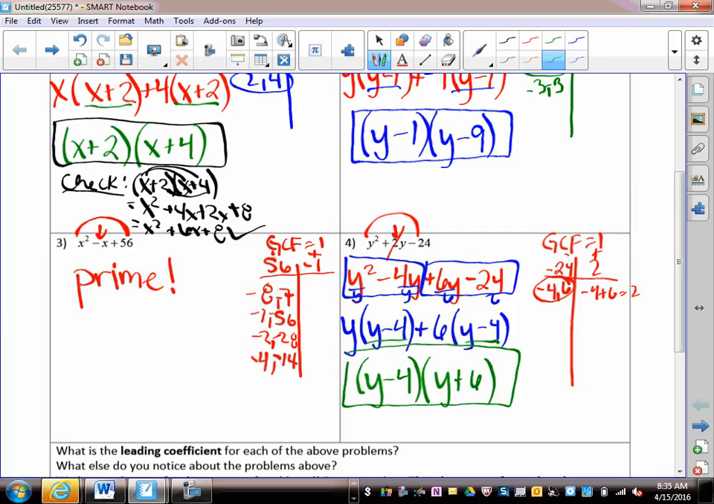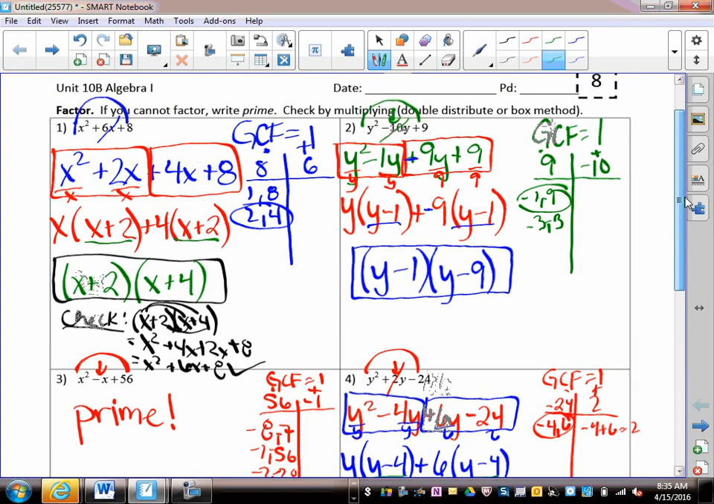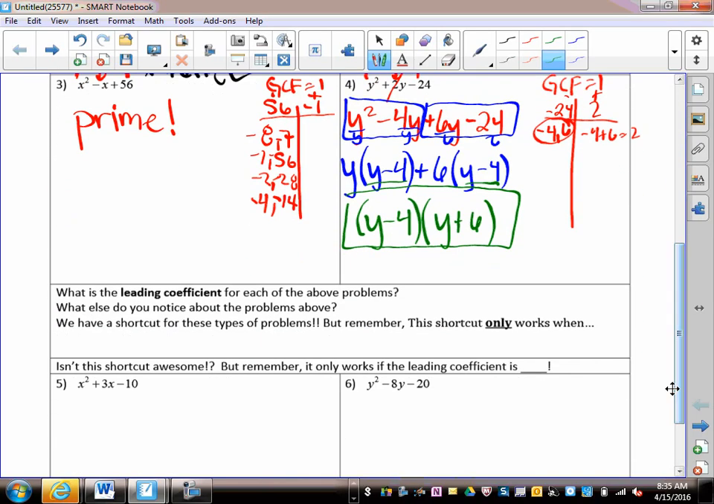Alright, so what is the leading coefficient for each of these problems up here? 1, yes! My leading coefficient, this is extremely important. Drew, Philip, listen please. This is extremely important. My leading coefficient for each of these was 1. Alright, so write that down. What is leading coefficient? 1.